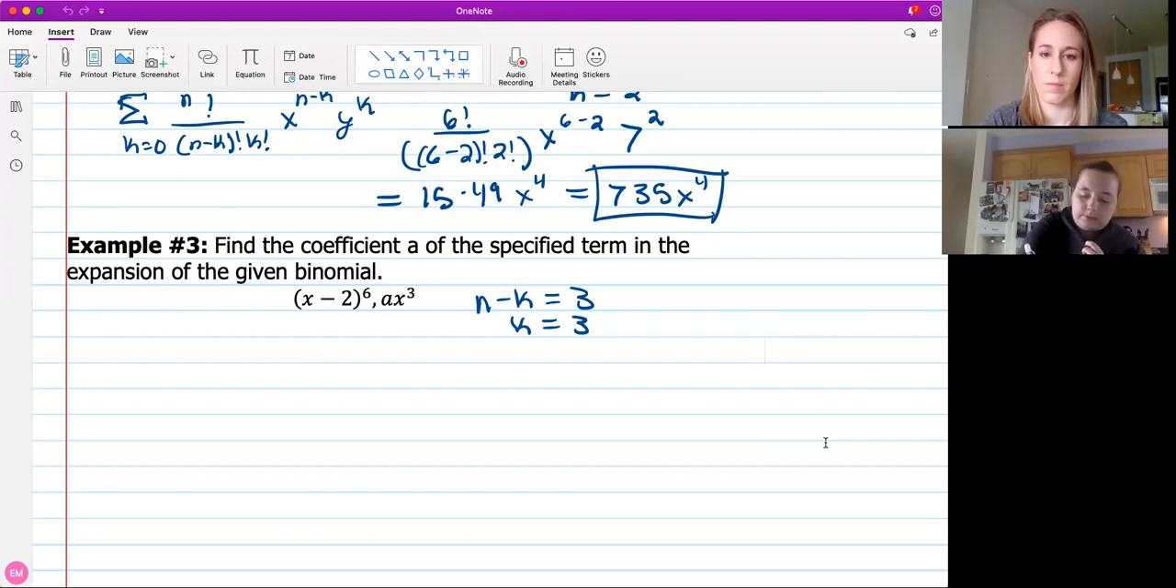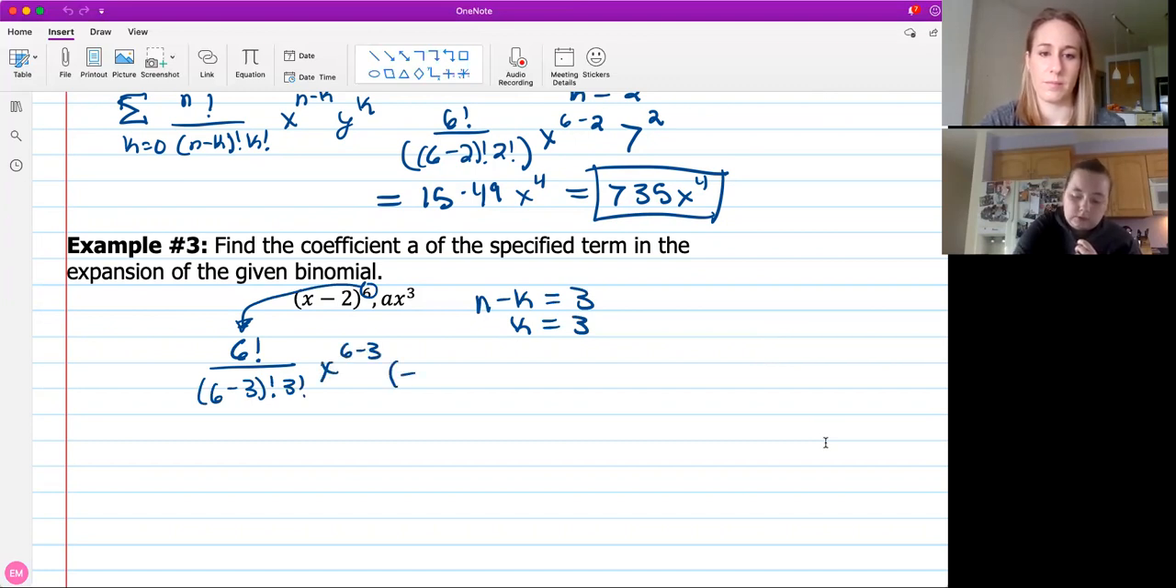So again, we're going to plug all this in. So remember that n is just your exponent. So here, and then we're going to just do the same process that we did above. So there's k, and then we have x, 6 minus k, and then we have negative 2 to the 3rd. So this negative is attached to that second term. So negative 2 cubed. Okay, so then I put that into my calculator, and I get 20.